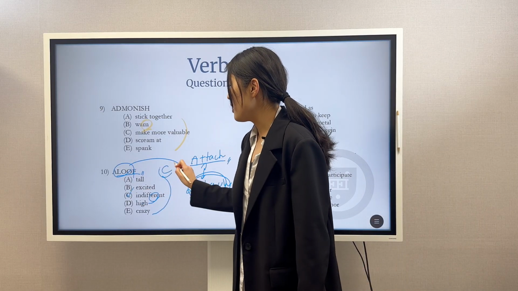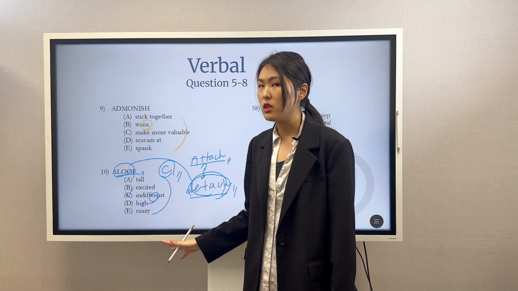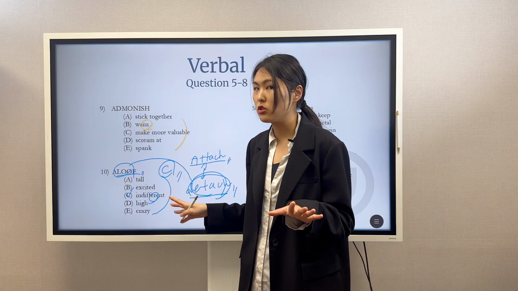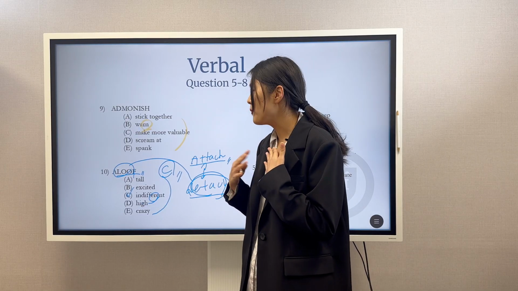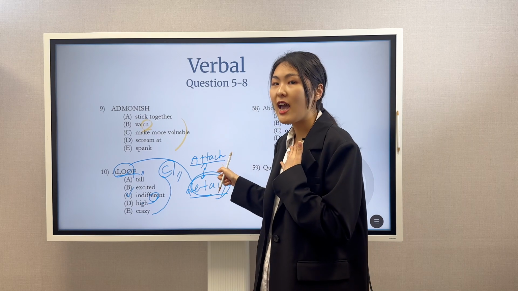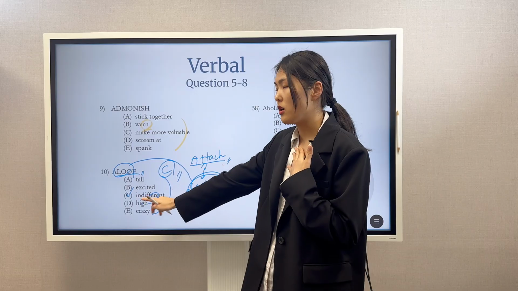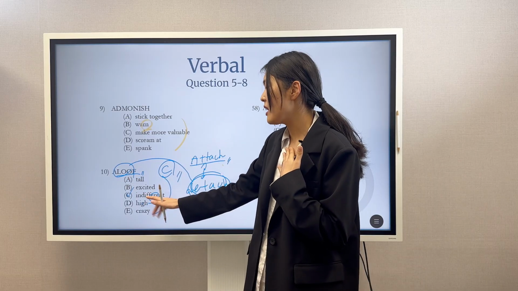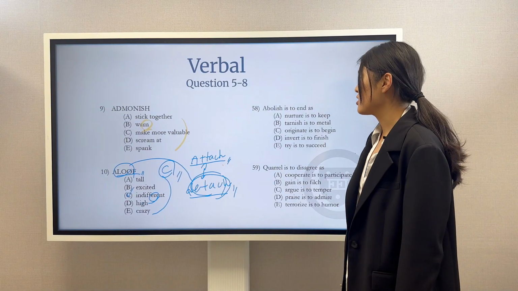Indifferent should be our best option among these answer choices because indifferent also means you don't care, especially you don't have any emotional impact or you don't have any attachment to something. That's what indifferent stands for, and that makes indifferent a synonym of aloof. So C is our answer.